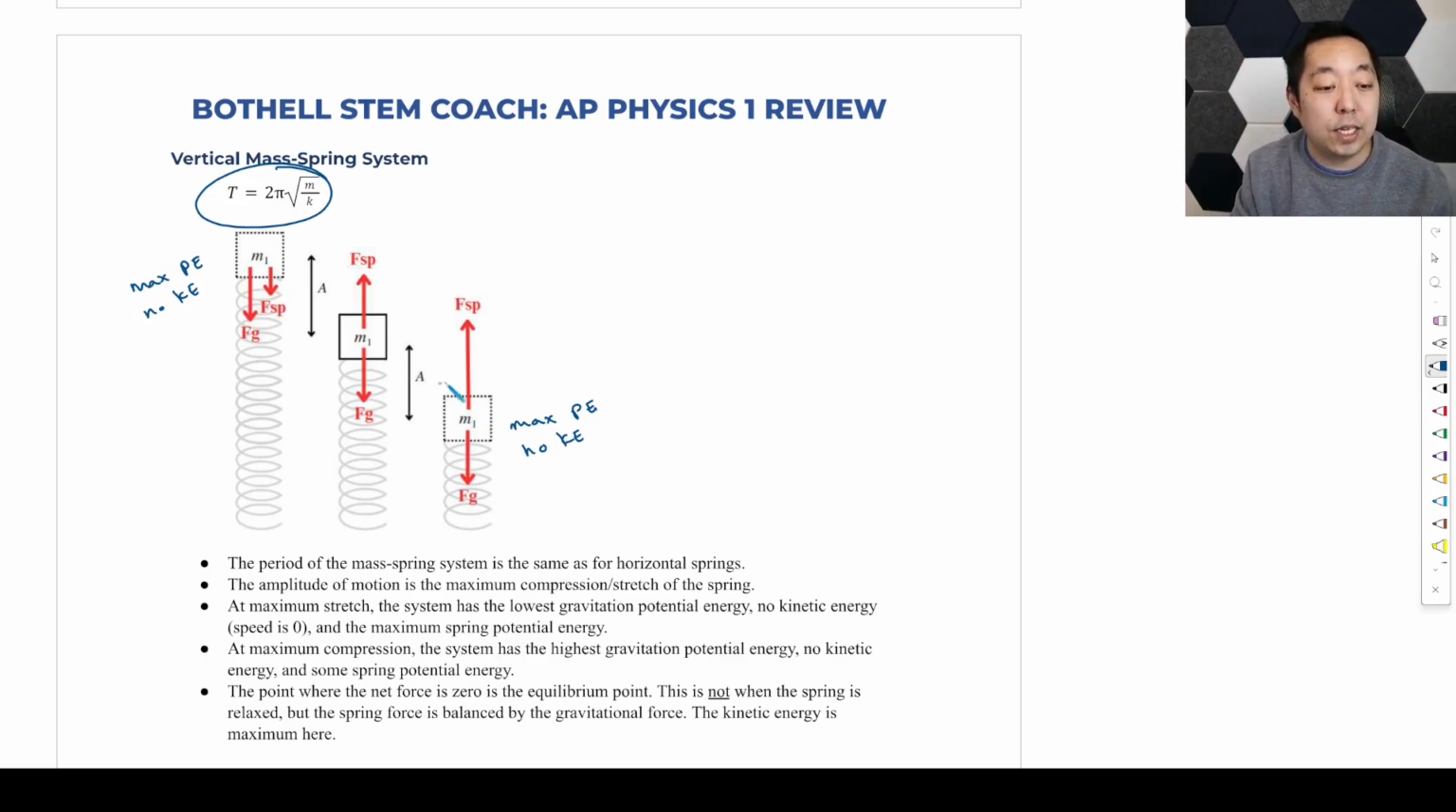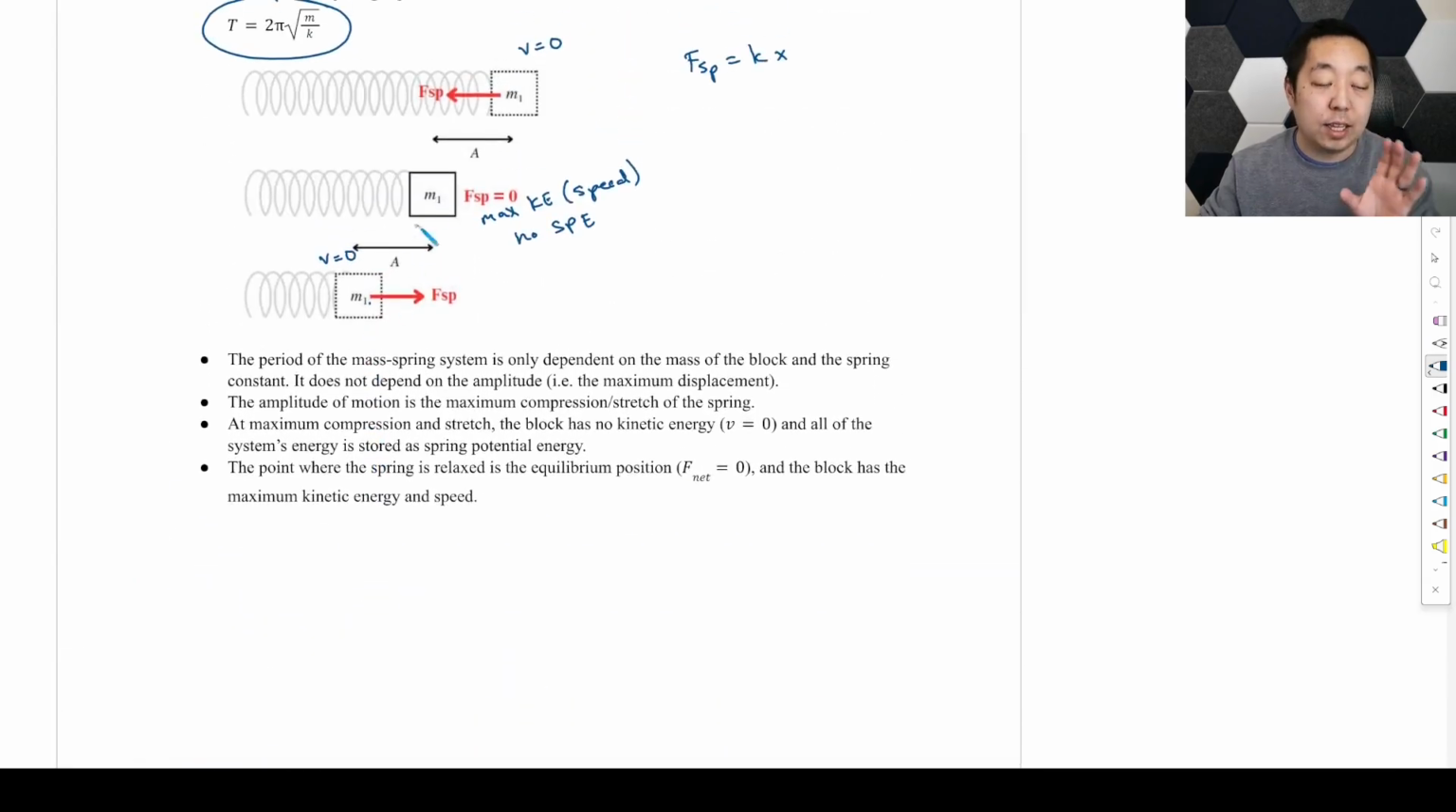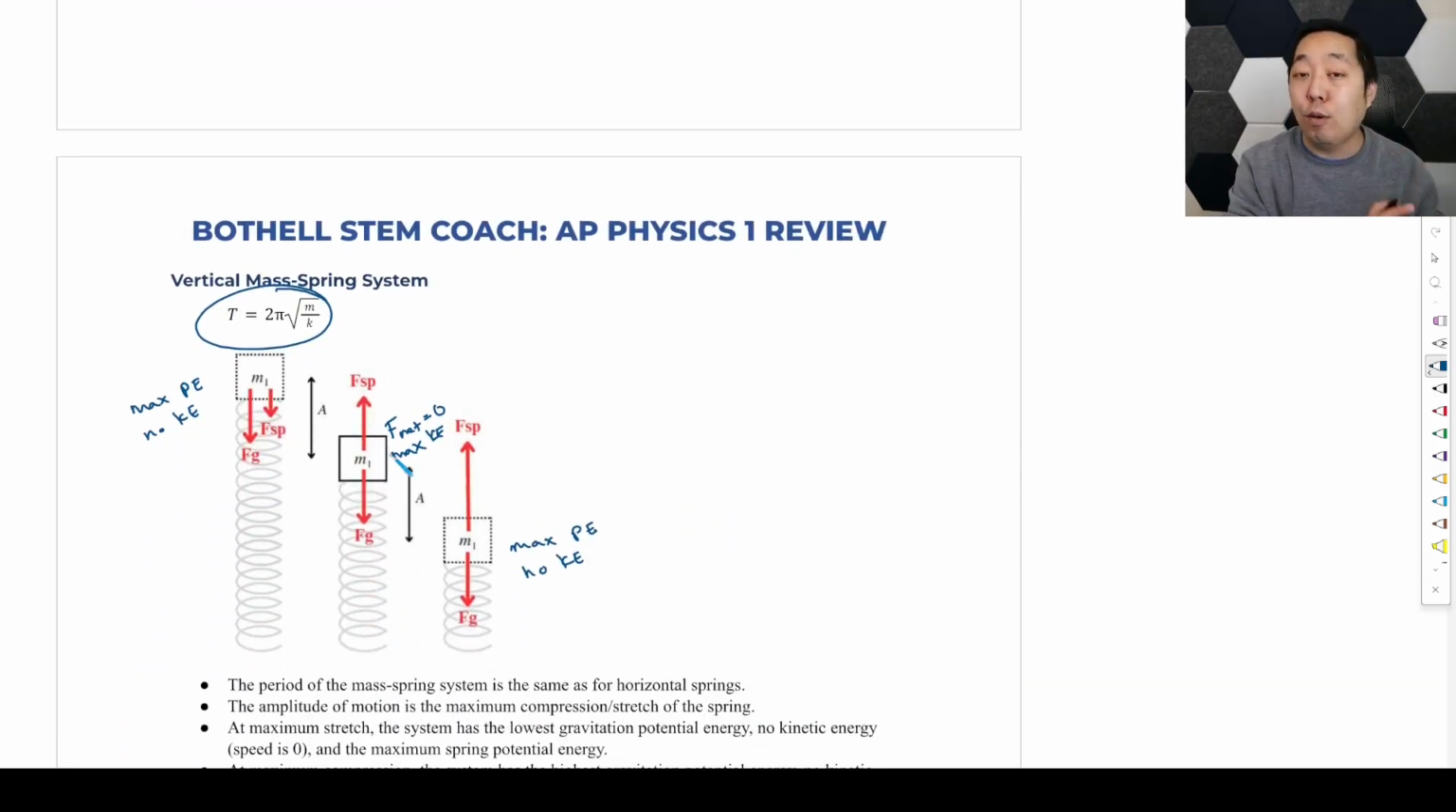Either way, it doesn't really matter. But the key thing you have to recognize is that here the net force is zero at the equilibrium position, so it has the max kinetic energy. However, there's still some spring potential energy because here at the equilibrium position, the spring force equals the gravitational force. So that means the spring is compressed or stretched a bit at the equilibrium position, unlike this one here. The thing that's similar between the two is the net force is zero at the equilibrium position, but that doesn't mean the spring force is zero. It means the gravity and the spring force balance each other out, so the net force is zero.